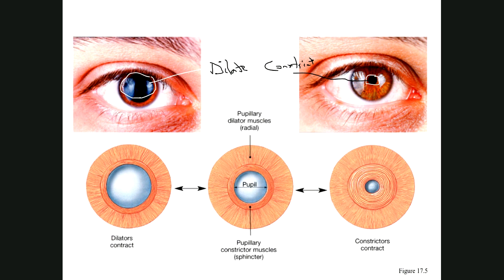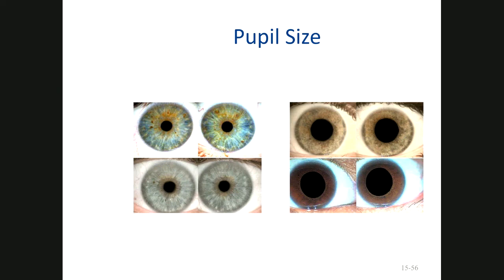Well, it's the job of the iris to do that. The iris has two muscles that do it. There's a radial muscle, which dilates it. And then there's a circular muscle, which constricts. So two muscles. And look at the difference in the pupil sizes that you can get.